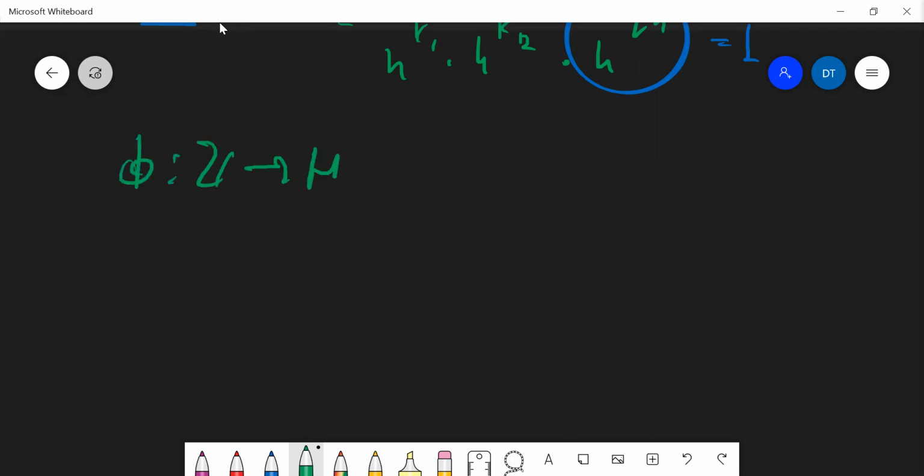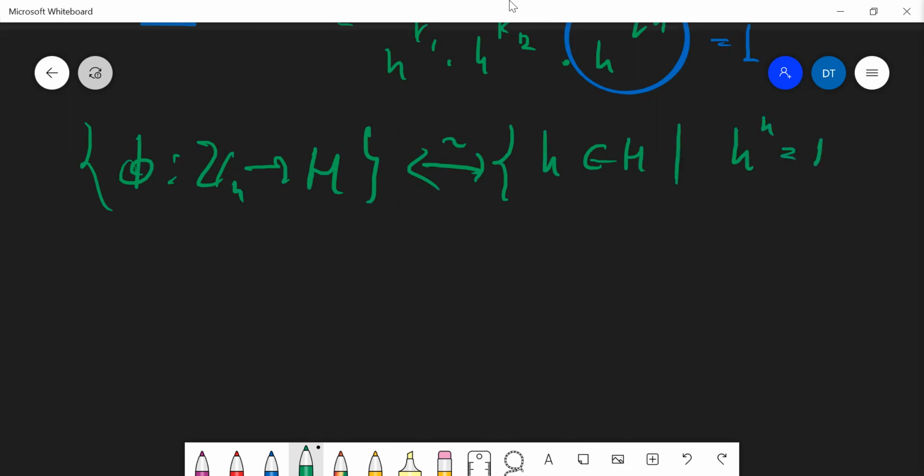The set of all homomorphisms from Zn to H: there is a bijection between the set of all homomorphisms from Zn to H and the set of elements of H of order dividing n. And for each element h, we get this homomorphism phi of h by the rule above. So let's try to use this rule to describe all homomorphisms from Z4 to Z6.